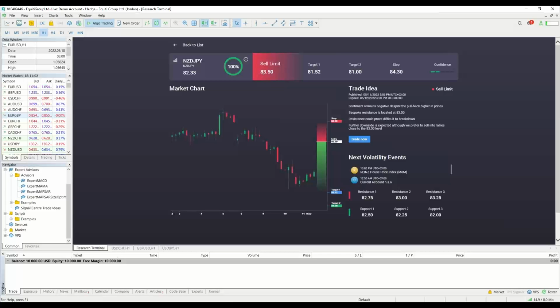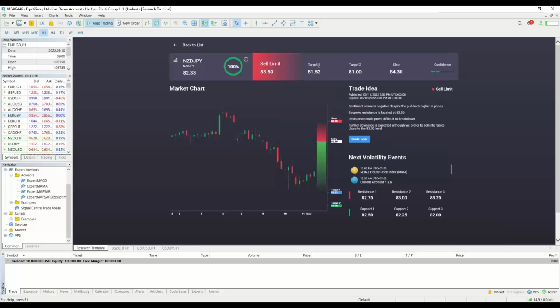So coming back to the idea itself, as we can see here, it's a sell limit. This is the level that we are looking to get into the market at, 83.50. So at the moment, it's a little bit away from the current level in the market. We are patient in our approach, so we wait for the market to come to us rather than chasing it or executing trades at any level in the market. You need to be patient in order to be successful in financial markets.